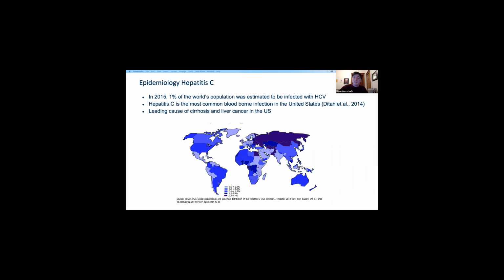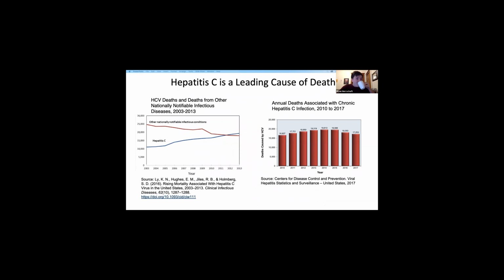So hepatitis C is more common in sub-Saharan Africa and in Eastern Europe, but it is still considerably common in the United States. It is actually the most common bloodborne infection in the United States, and it is the leading cause of liver cirrhosis and liver cancer. And not only is hepatitis C common, it is also very deadly.